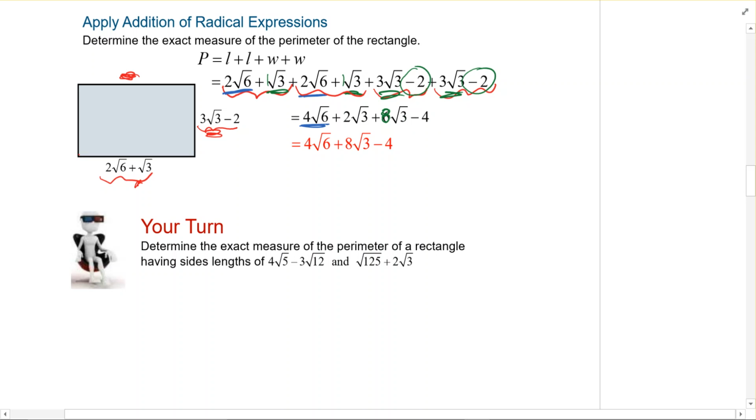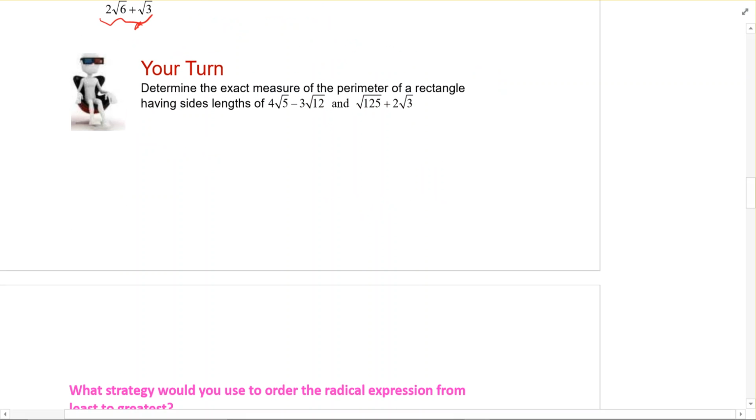Oh, I see what, never mind. Sorry, that wasn't a mistake. It was just split up. So that's still right. So the 2 root 3 came from that one and that one. And then 6 root 3 was that one and that one. And then in the end, it's 8 root 3 minus 4. Sorry about that. Okay, your turn.